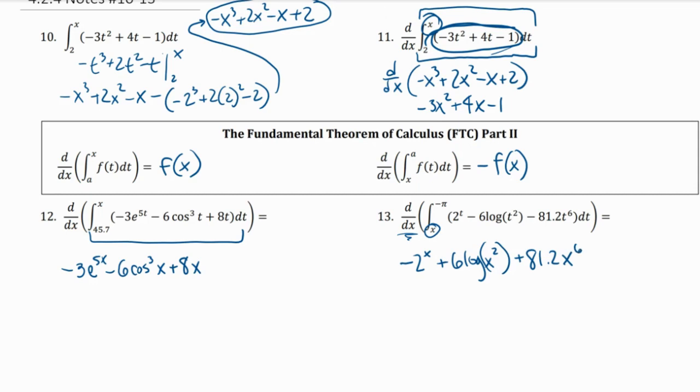So once you understand what it is that you're doing here and you see the connection, you don't really have to show any work, as long as you understand derivative and antiderivative kind of undo each other. So not a lot of work to show here.